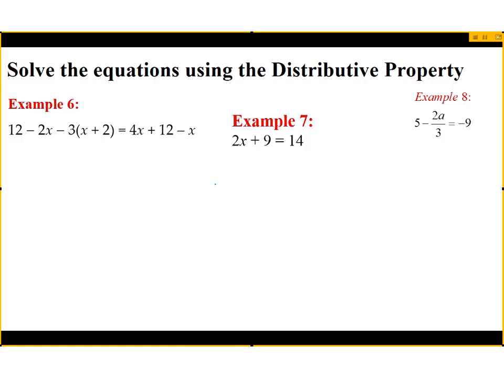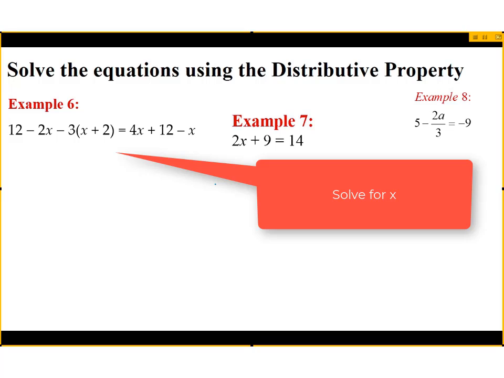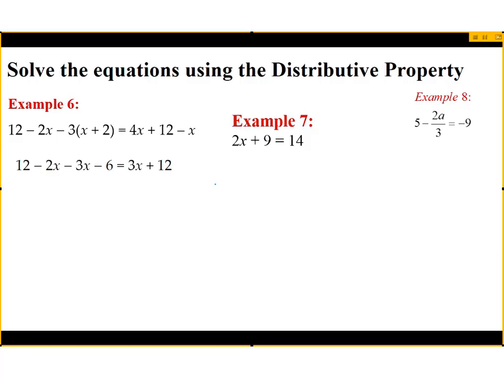Solve the equation using distributive property. Once again, if you're watching this later at home, it's a good time to pause the session so you can get the same answer. See the first one. We're going to distribute the negative 3 here. Negative 3 times x will be negative 3x. Negative 3 times 2 gives me minus 6.